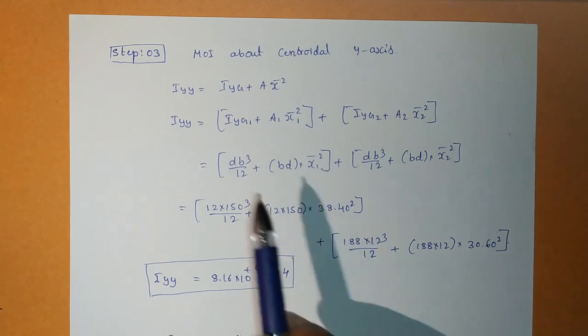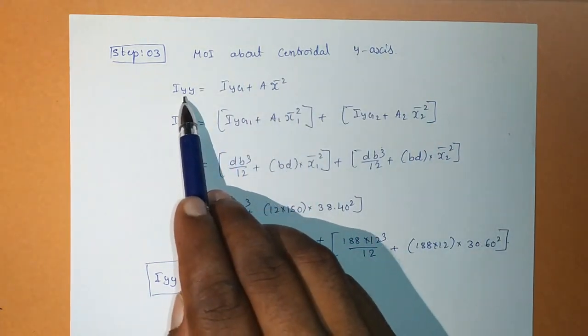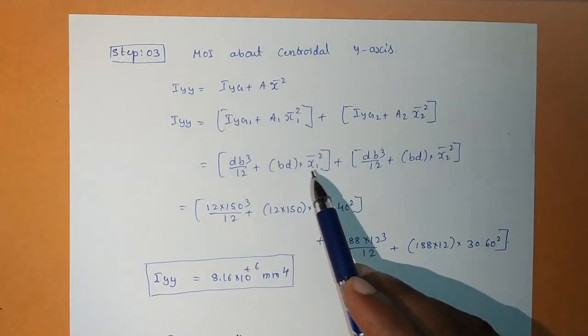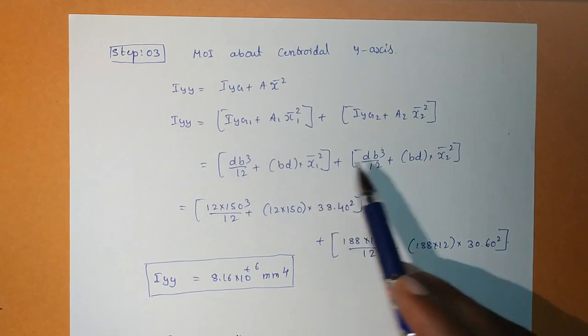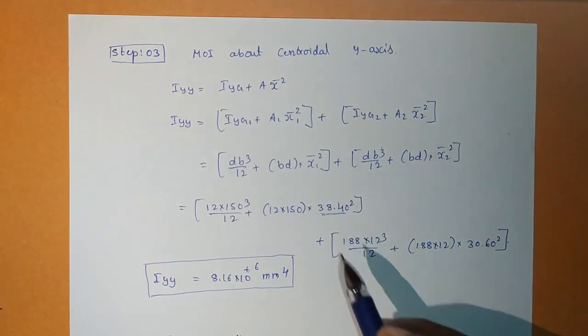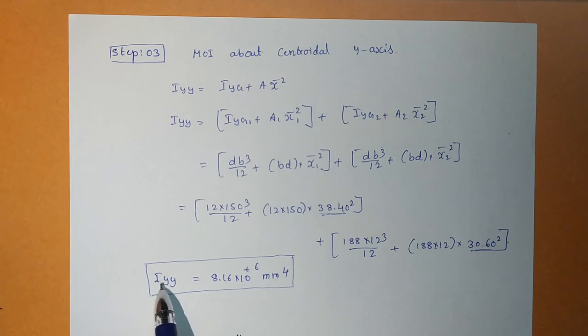Similarly, we have to find out moment of inertia about centroidal y-axis. This is the general formula. Iyy equal to Iyg plus A into x bar square. Here we have to substitute for x1 bar and x2 bar. This is the value of x1 bar 38.40 and this is the value of x2 bar 30.60, whole square. Substitute and find out Iyy value. This is the final value of Iyy, moment of inertia about centroidal y-axis, 8.16 into 10 power 6 millimeter to the power of 4.